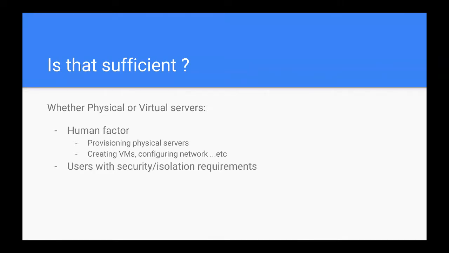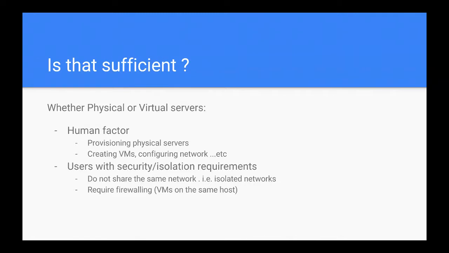And still, you have users that have specific security and isolation requirements. You could have a user that requests not to share the same network as other users, so that the traffic going to his application cannot be listened to by other users. Or you could actually request firewalling between the VMs living in the same host. Because multiple users can live in the same physical server, they might request firewalling in between them as well.